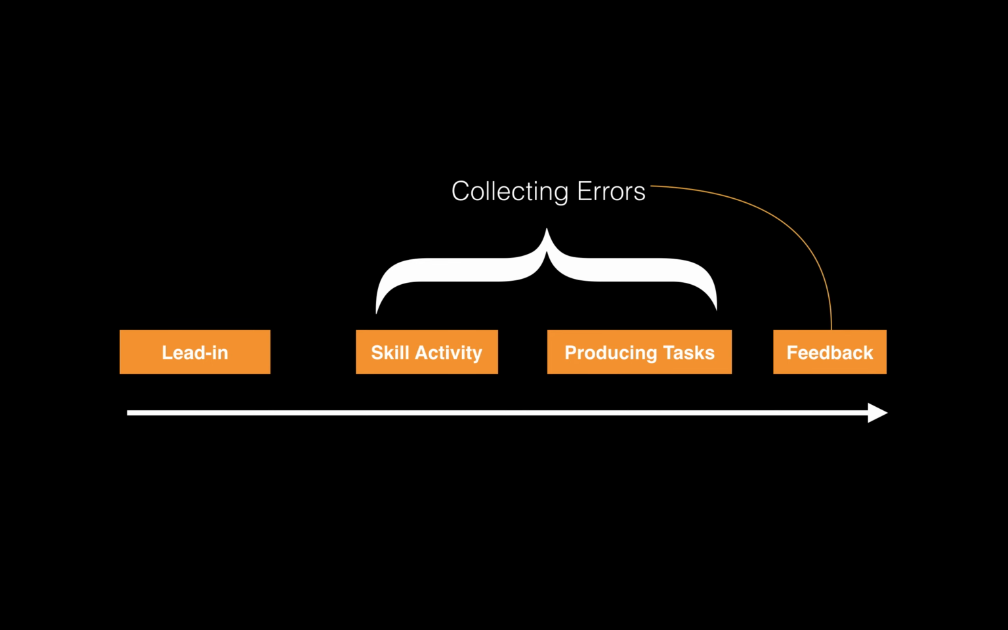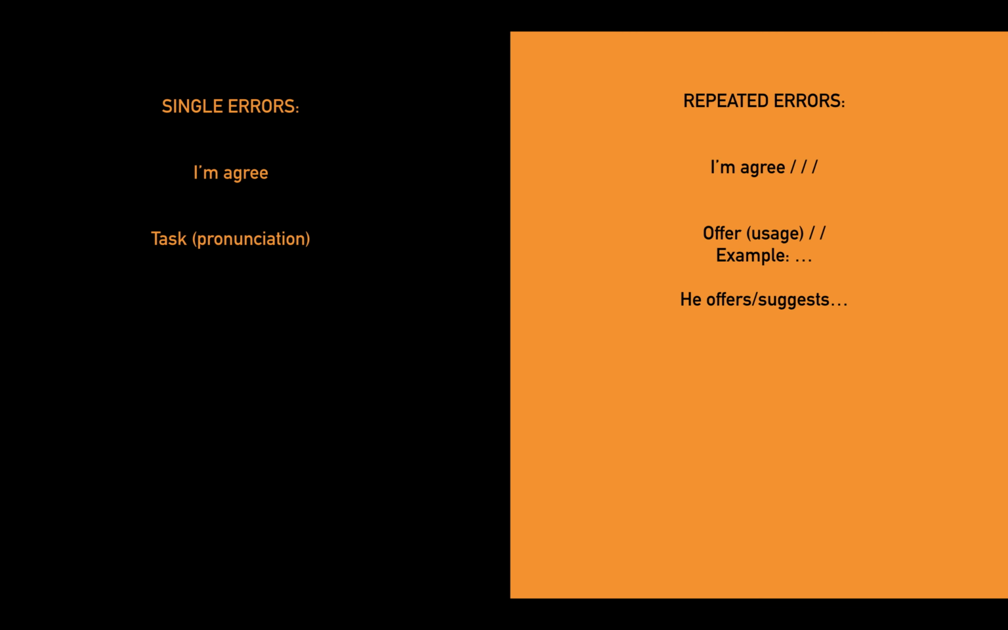So that's why on these two stages, skill activity and producing tasks, you have to collect the errors, which then will affect the feedback. And feedback is the stage where you address those mistakes, and there are different ways of doing it. Most teachers just explain these mistakes to the students and why they're wrong. But I want to show you how it can be done in a more student-centered way, which will make your lessons much more useful and memorable when students leave the class.